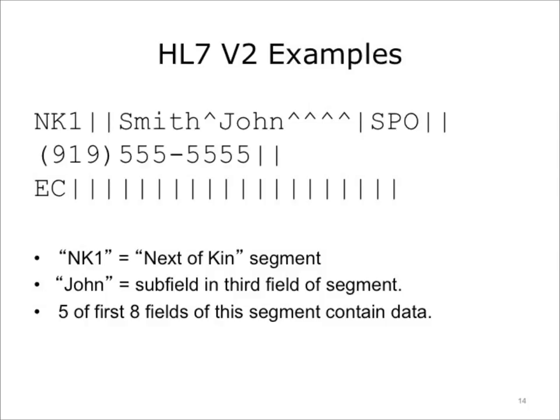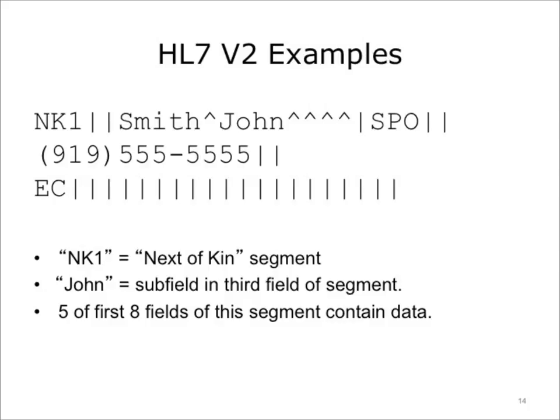Here is an example HL7 version 2 message segment. It starts with NK1, which is the segment name, followed by a pipe character, which is a delimiter that means the end of the field. NK1 stands for next of kin, so this segment would denote a close family member and information about their relationship to the patient in question. Then comes another pipe, indicating an empty field.